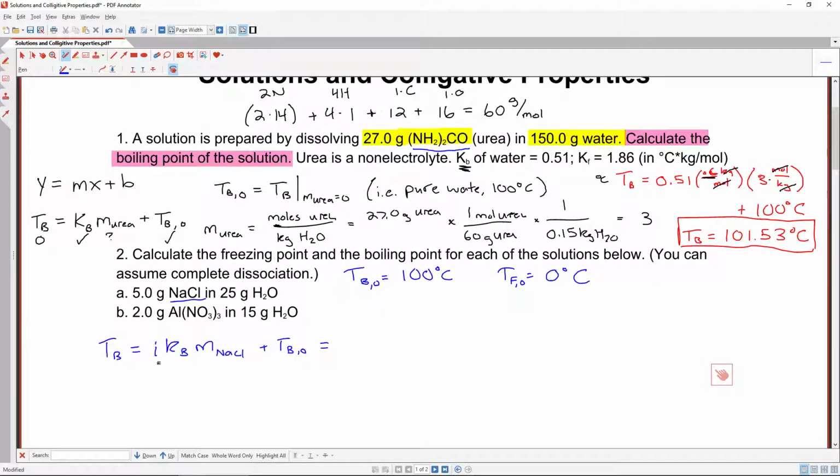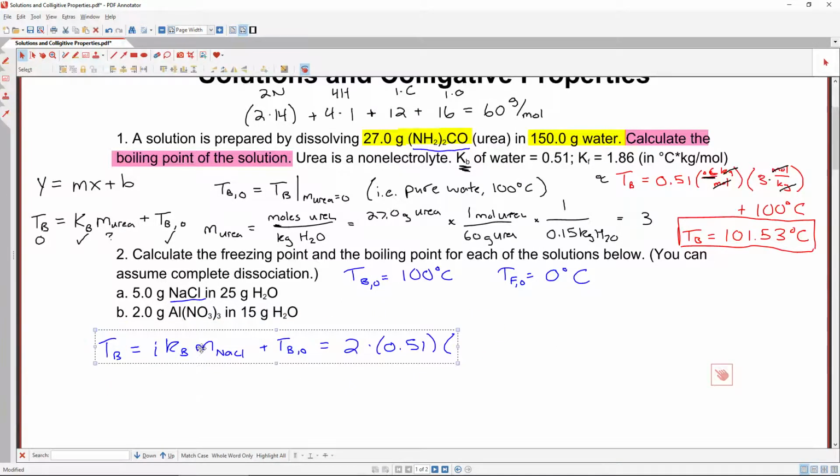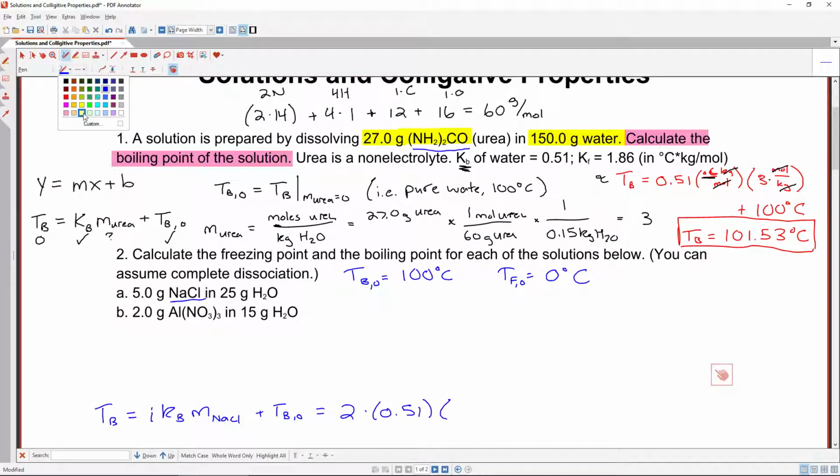So let's go ahead and do that. Tb is equal to 2 times 0.51 times, I forgot the molality of NaCl. Right, I need my m NaCl. So let's move this down a little bit and calculate the molalities for each A and B. Let's do that in orange. m NaCl is equal to, we're going to do the same exact dimensional analysis that we did for the previous problem.